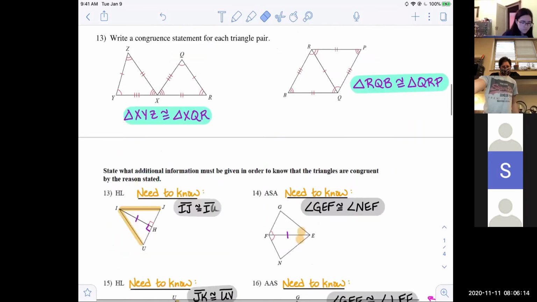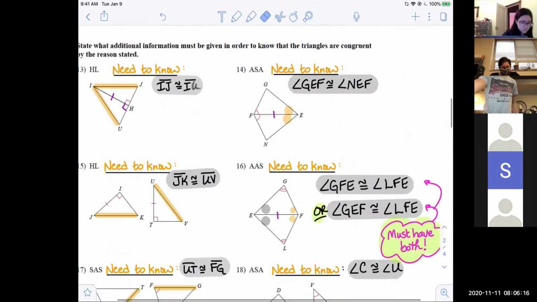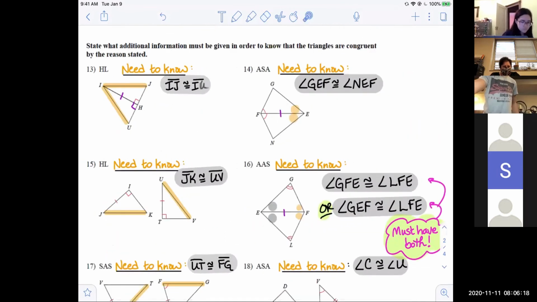Okay. Now on the second page, notice how it says state what additional information. That means don't just mark it on the picture, actually write down what the information is that you know. Okay, so IJ and IU. You could use JI and UI. The order doesn't matter for the first one as long as the second one matches.